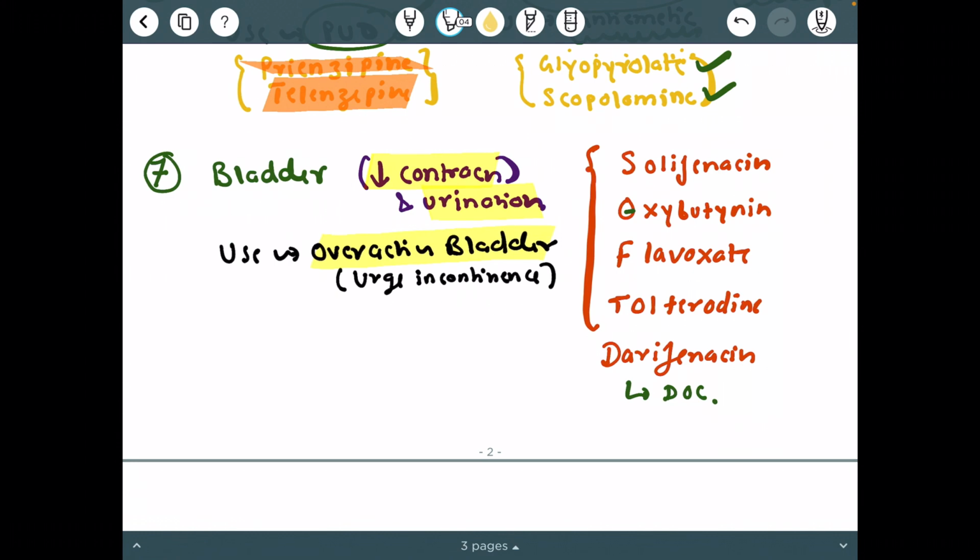So we give drugs like, there is a mnemonic, SOFT. From S the drug is solifenacin, from O there is oxybutynin, from F there is flavoxate, and from T there is tolterodine. And another very important drug you should remember is darifenacin. Darifenacin and solifenacin are very selective drugs, the rest are non-selective. So darifenacin is the drug of choice for overactive bladder.